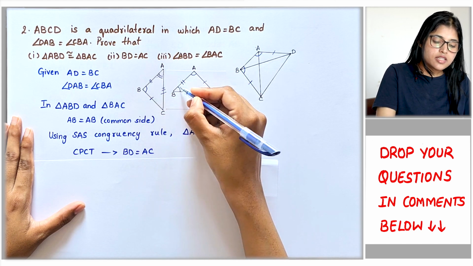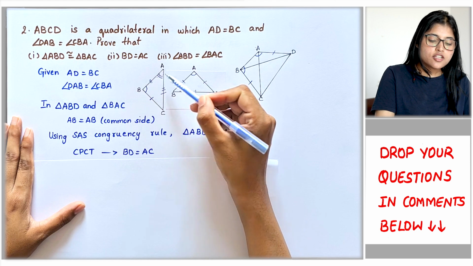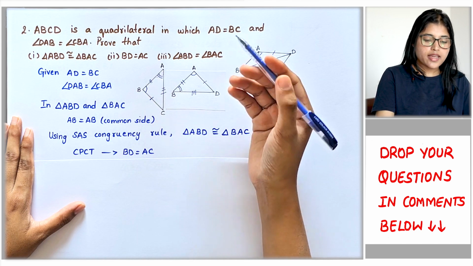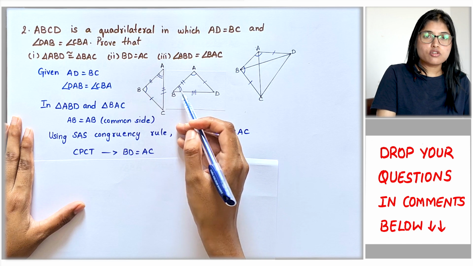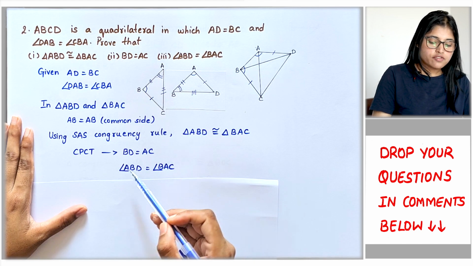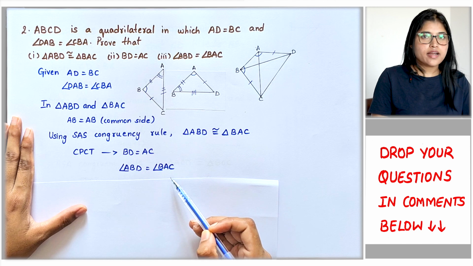So again, these two are also corresponding angles that fall between the same sides. So I can say that these two angles are also equal from CPCT. So the third part is also proved, where we have shown that angle ABD equals angle BAC.